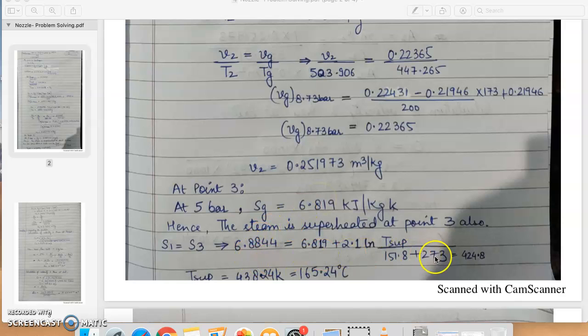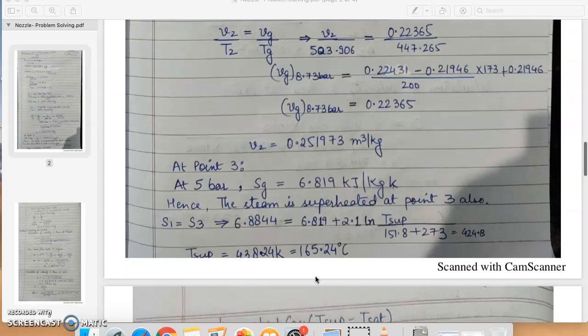So using the same formula as for the superheated steam, we have to find the temperature of superheat at point 3. So putting all this in a similar manner, Sg, then T saturated is found to be at 5 bar, 151.8 degrees Celsius plus 273 for conversion into Kelvin. And this is S1 which is equal to S3. Obviously it is an isentropic process. So this is giving the T superheated at point 3 as 438.24 Kelvin, which is equal to 165.24 degrees Celsius.